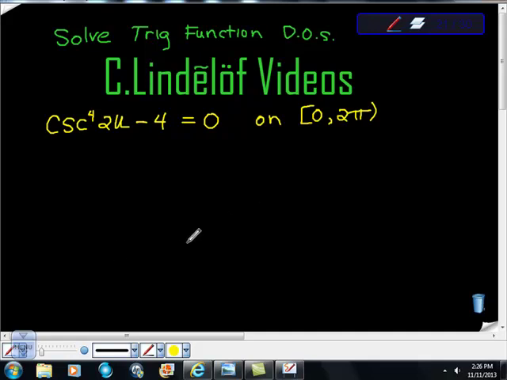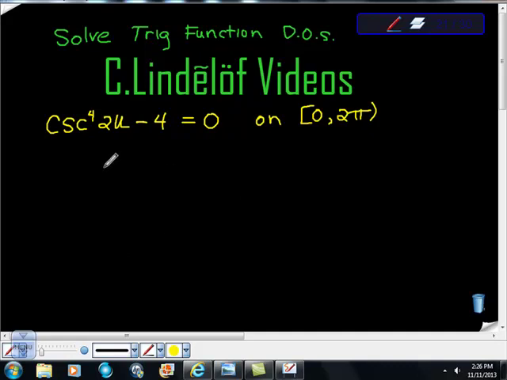Okay, solve trig functions using difference of squares. This function looks like crap, but we can definitely do this. This is cosecant to the fourth power 2u minus 4 is equal to 0 on the interval 0 to 2 pi. And this is the half open interval here.